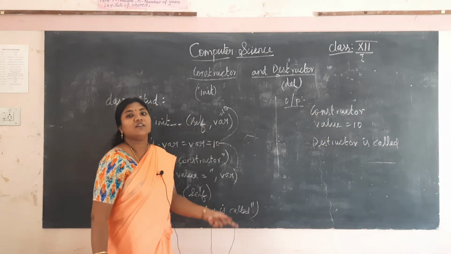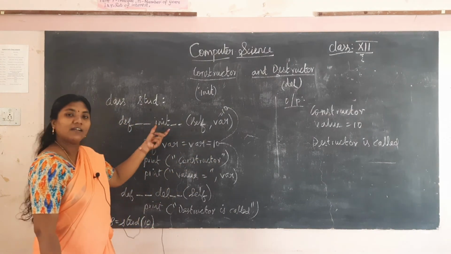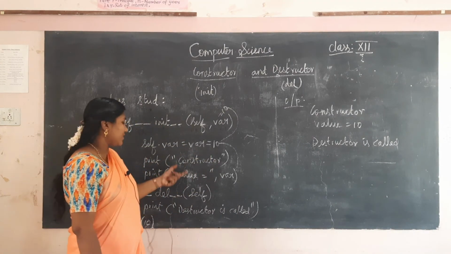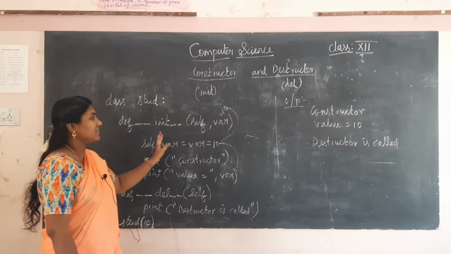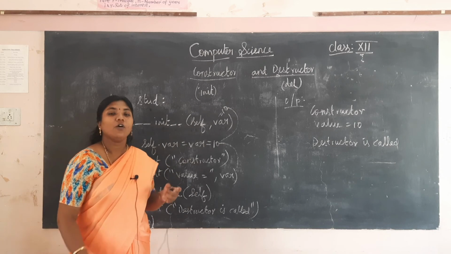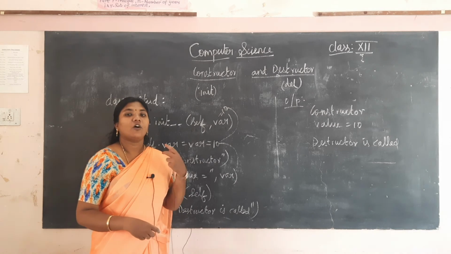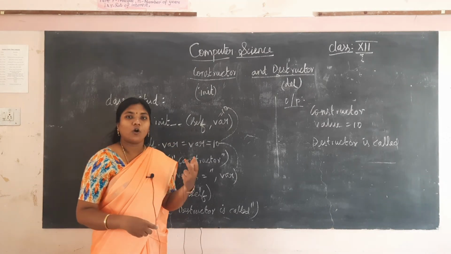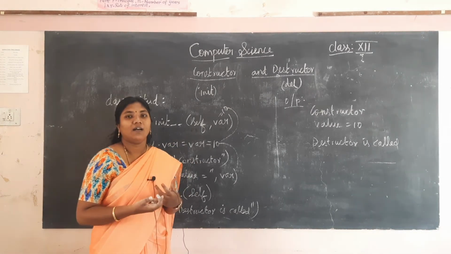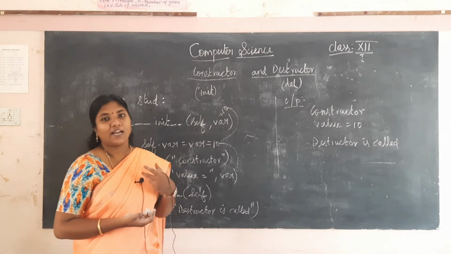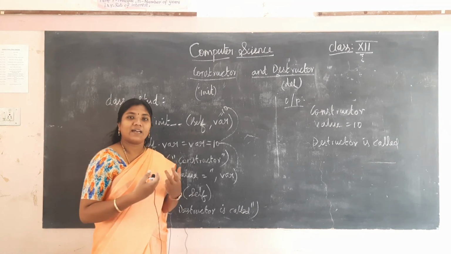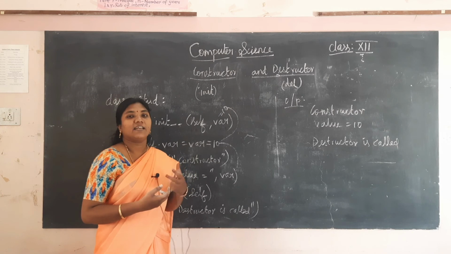Clear, students? So constructor and destructor. Once an object is created, the constructor is called automatically. In the same way, once it performs all the operations using the object, and we have accessed the class member variables and member methods, then it will stop.